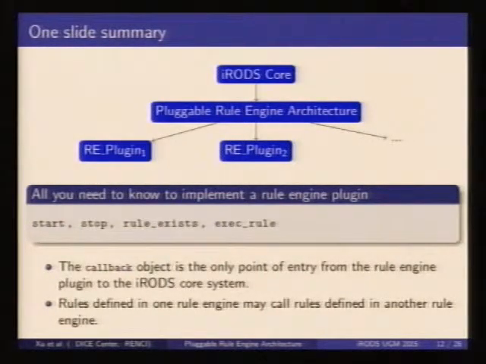So rules defined, and also rules defined. This way, rules defined by one rule engine can call rules defined by another rule engine. So basically, if you have a rule engine plugin that implements Python and another implements the iRODS rule language, they can talk to each other through this callback object.